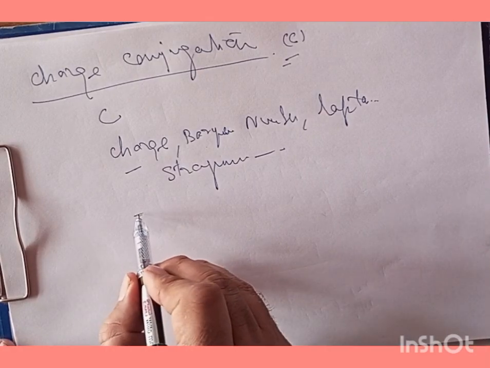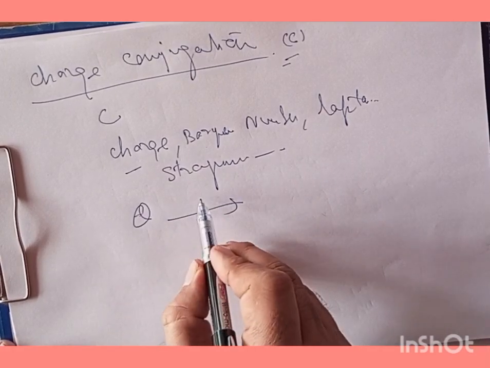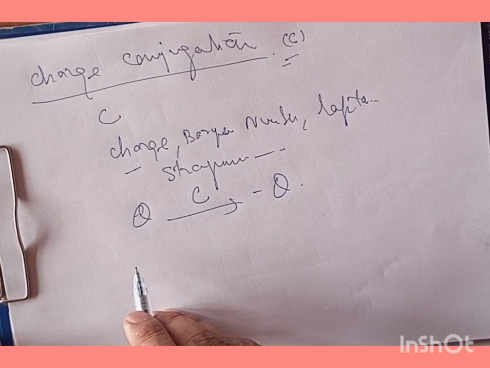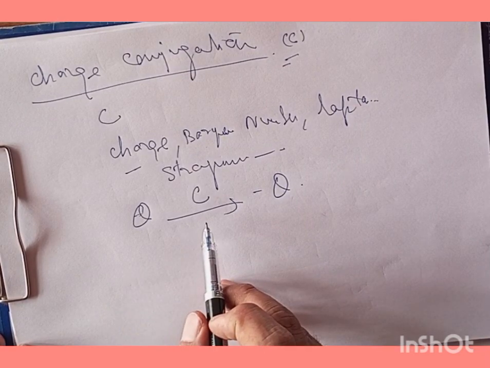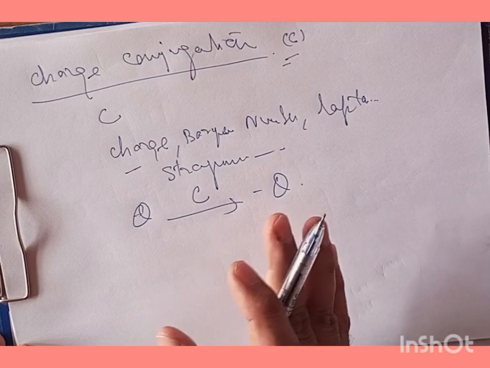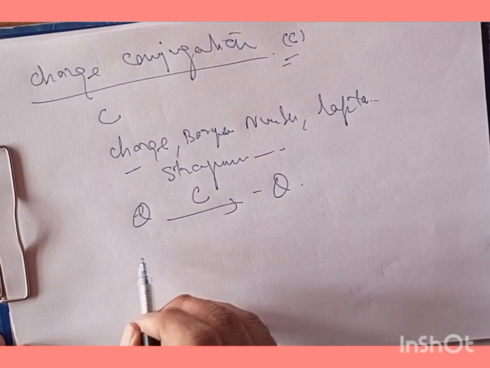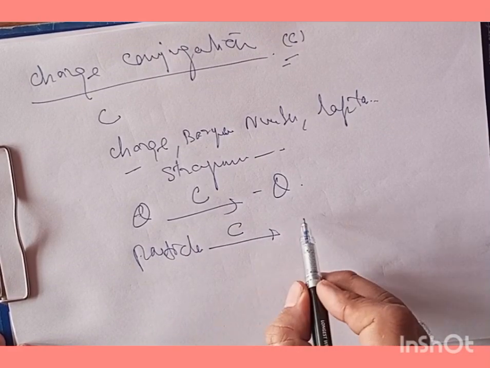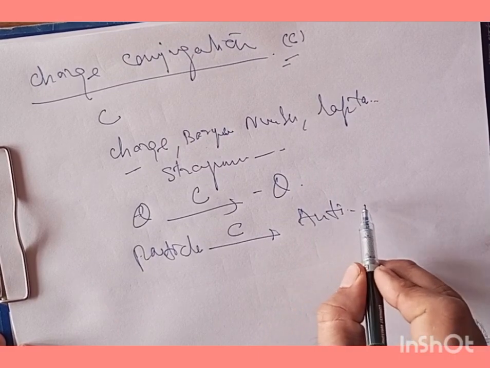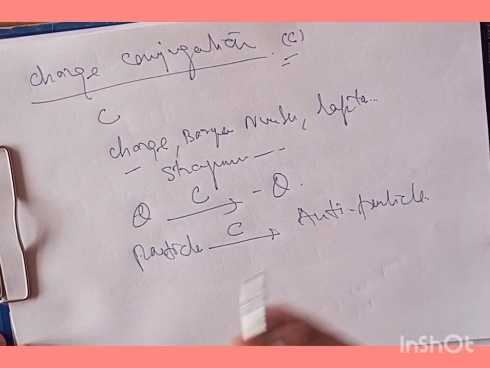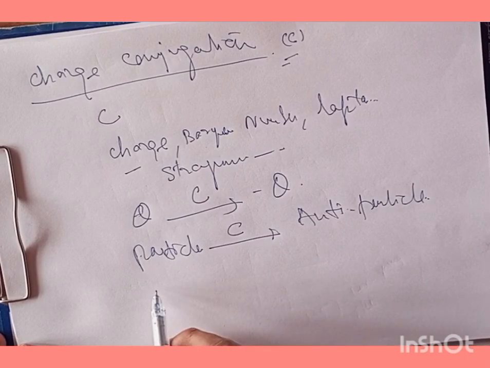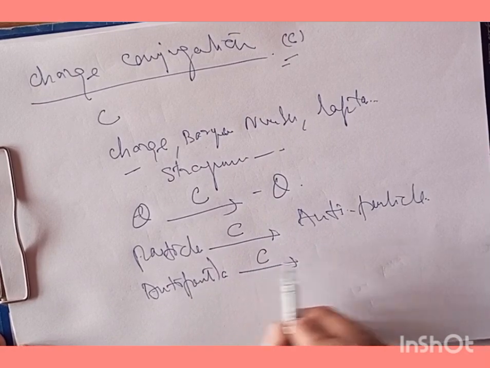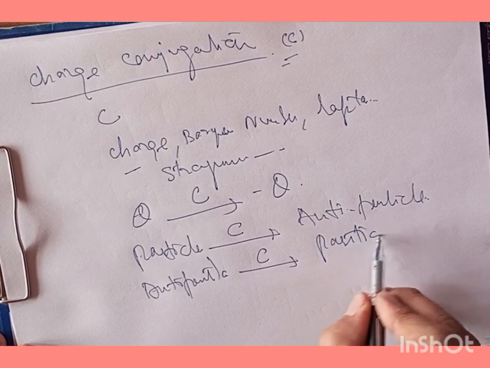Now, if I take an example of charge, suppose Q, and I put the operation C on it, I'm going to get minus Q. For the charge conjugation operator C, it converts a particle into its antiparticle and vice versa. So if I have a particle and you operate it by C, you will get an antiparticle. And if we have an antiparticle and we subject it to C, we get a particle.